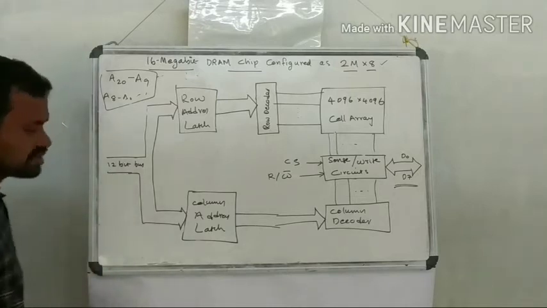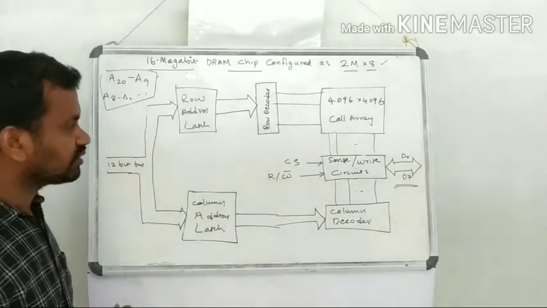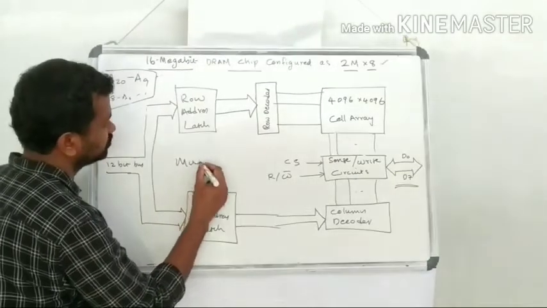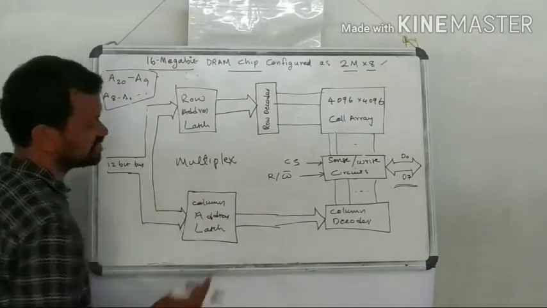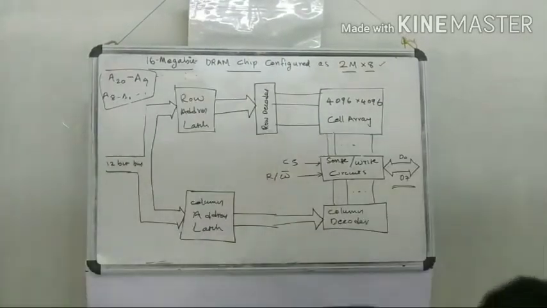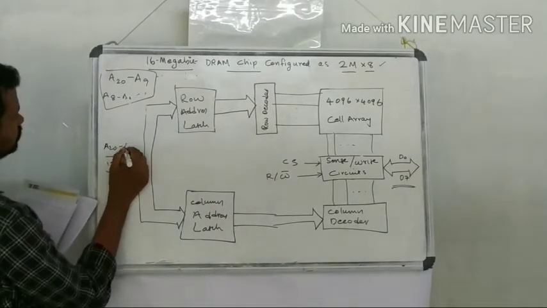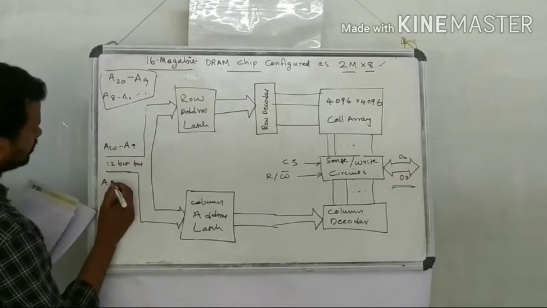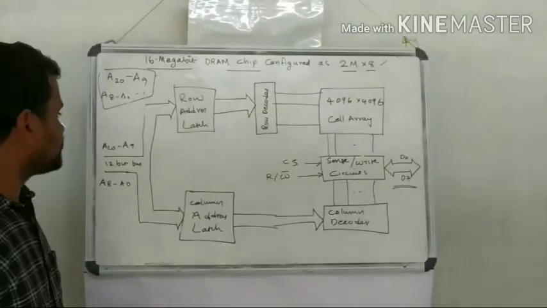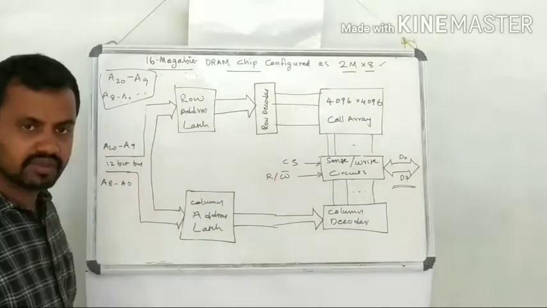So we have a 12-bit bus, and this bus is used for transferring both the column address and the row address. We will say that is multiplexing. We are using the term multiplex. So what we will do is, this is connected with A22 to A9 and A8 to A0. So at a time, one address will be transferred, either column address or row address.